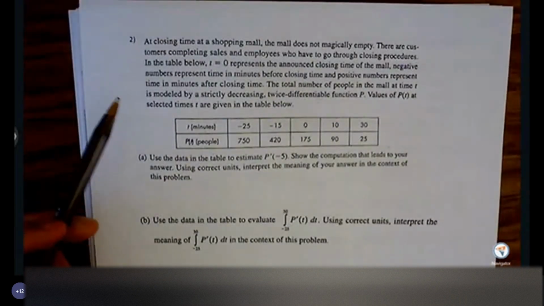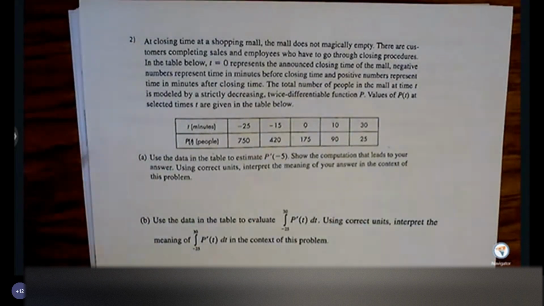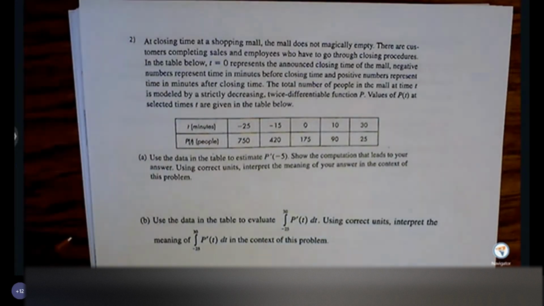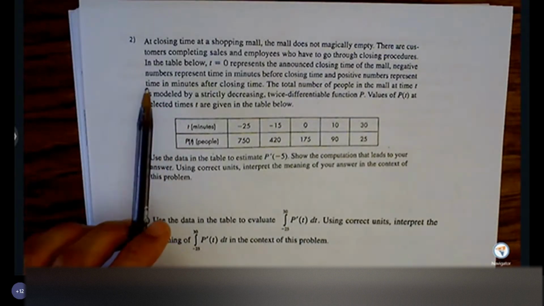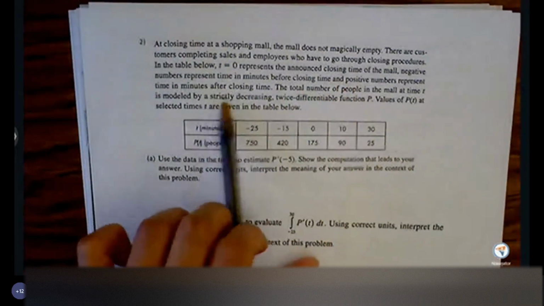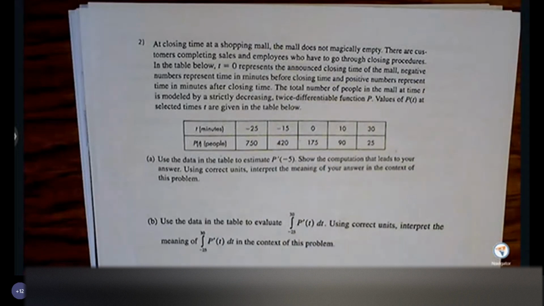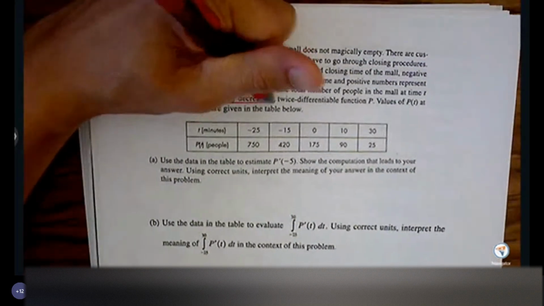All right, closing time at a shopping mall. The mall does not magically empty. There are customers completing sales, employees who have to go through closing procedures. In the table below, t equals 0 represents the announced closing time of the mall. Negative numbers represent the time in minutes before closing time, and positive numbers represent minutes after closing time. The total number of people in the mall at time t is modeled by a strictly decreasing function. So this P of t is always decreasing.